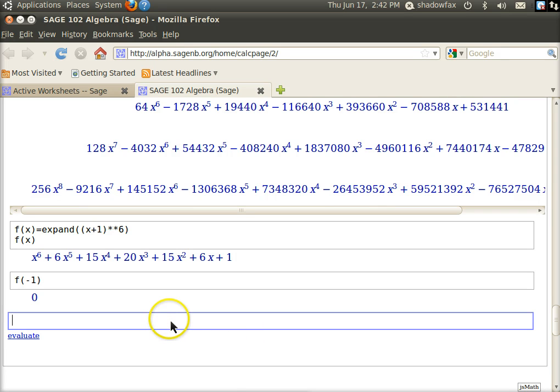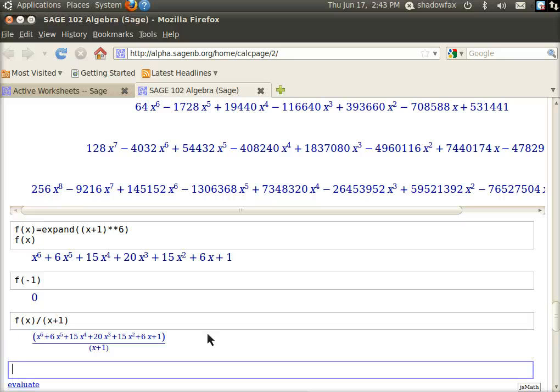Let's see, what if we took f of x and divided it by, yes? Yeah, I'm recording right now. So let's see, there you go. What if we divide f of x by the x plus 1? Should be an exact factor. And it doesn't do it. So how about we make it so? Would expand help?